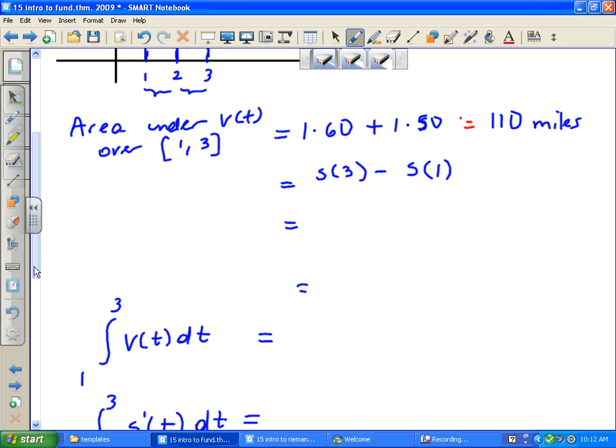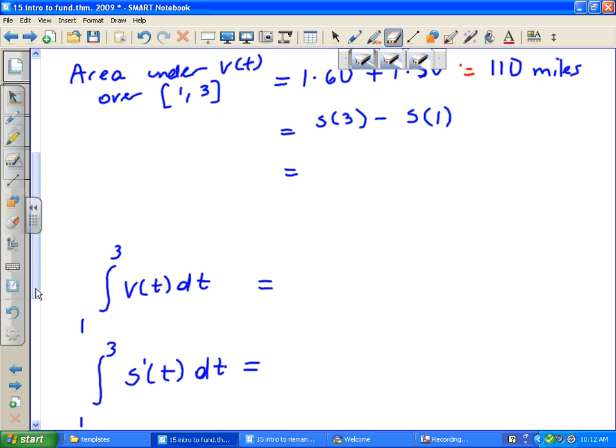Okay, I think I'm going to get back to that in a little bit. But right now, let's try to do the following. Let's get to the next line. The integral from 1 to 3 of v of t dt. Remember now, what does this represent? The area under the v of t curve from 1 to 3.